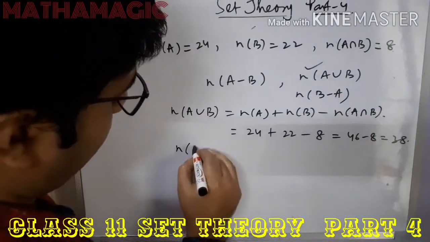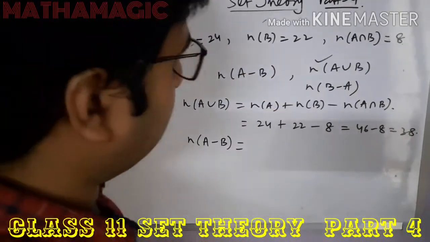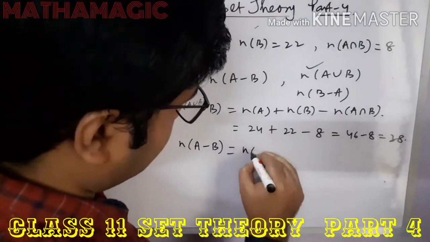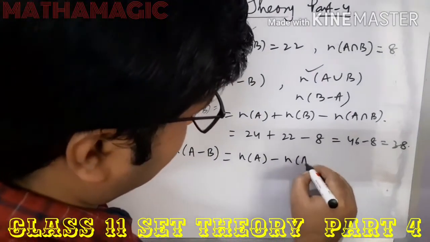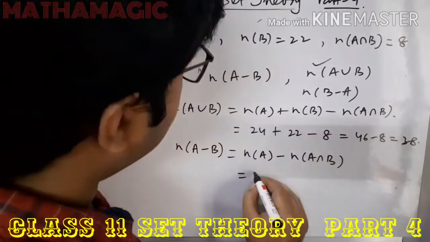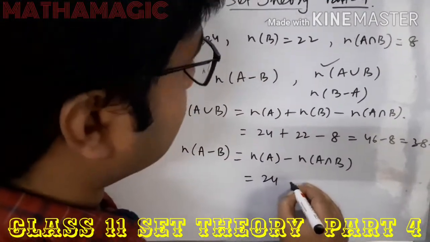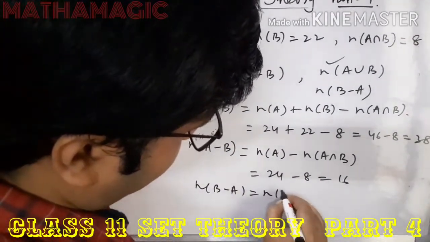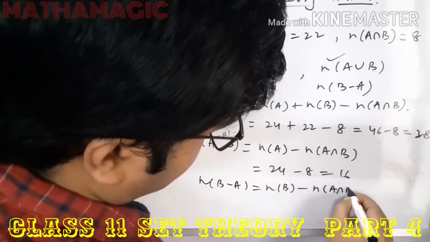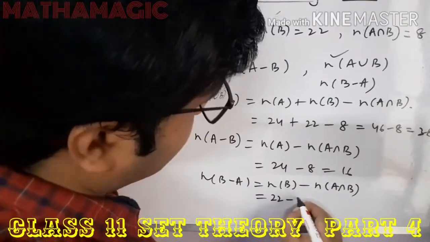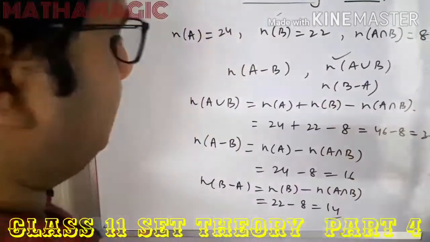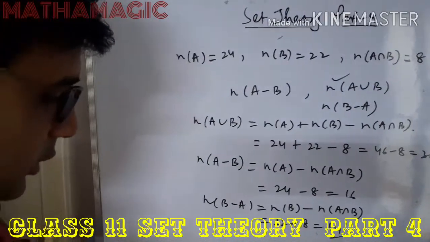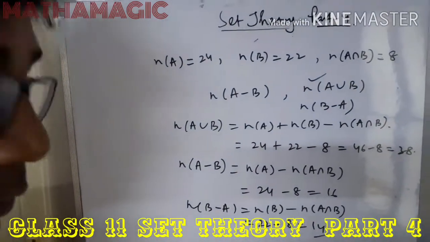Now we'll go for the next one. Just before this problem we wrote some formulas, and we will be using those formulas, that is n of A minus B is equal to n of A minus n of A intersection B. So n of A means 24 and n of A intersection B means 8, that is 16. And n of B minus A is equal to n of B minus n of A intersection B. That is 22 minus 8, that will be 14. This is how this can be calculated. It is very easy if you know the formula. So remember the formula. Otherwise, you won't be able to solve these problems.